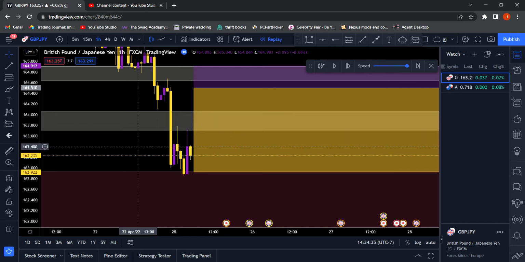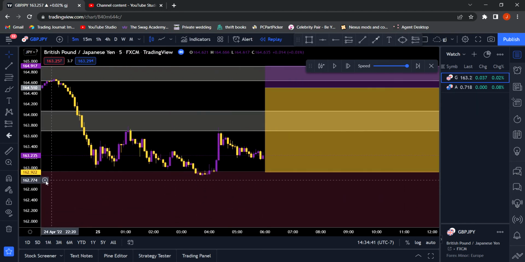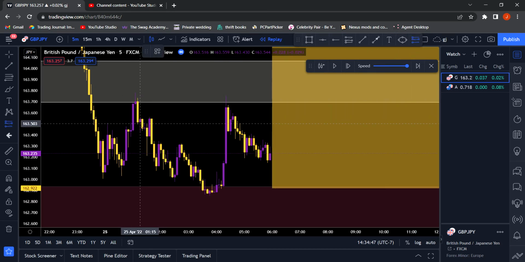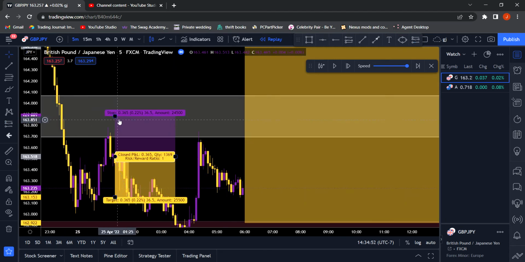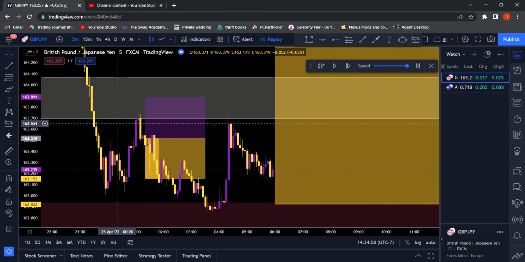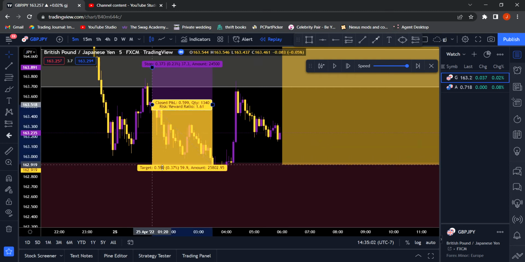If I was actively on the charts, I would have scaled down to my 5 minute or 15 minute, and I could have taken another sell position and just scaled in. So maybe after this bearish candle, I could have scaled in, either with a stop loss up here or down here, whichever one you want to do, and then take profit right here.